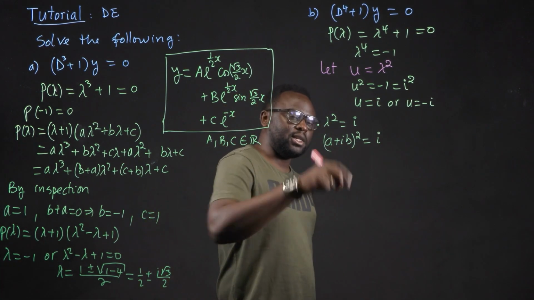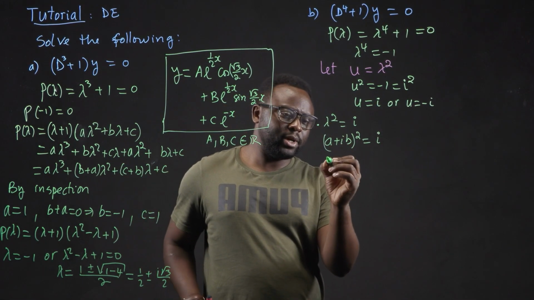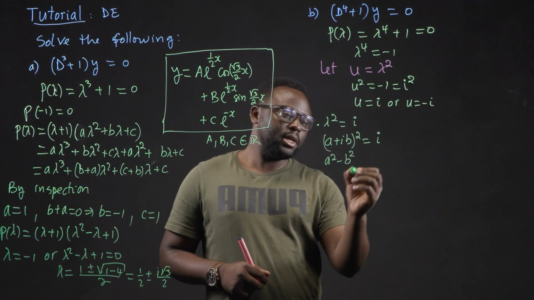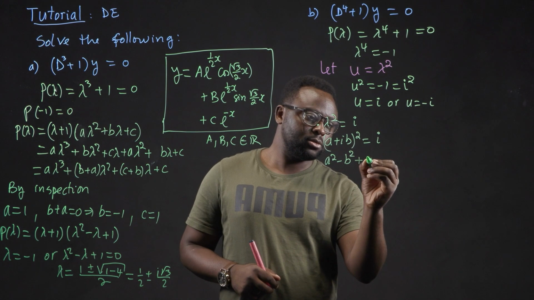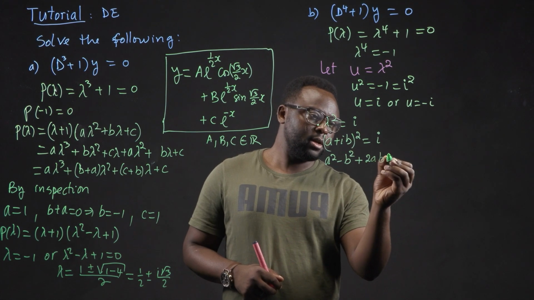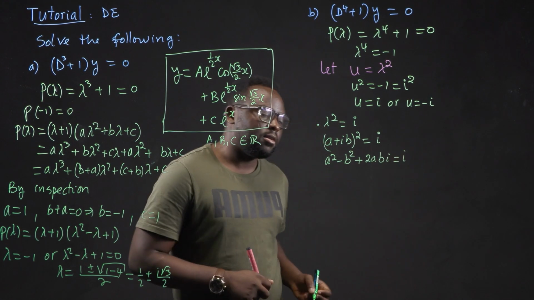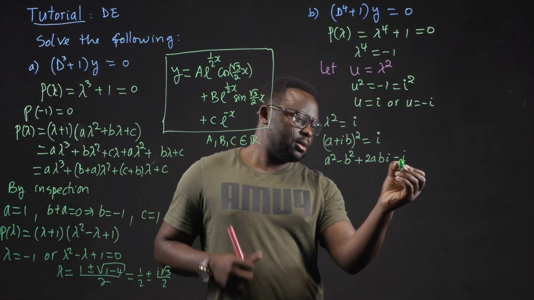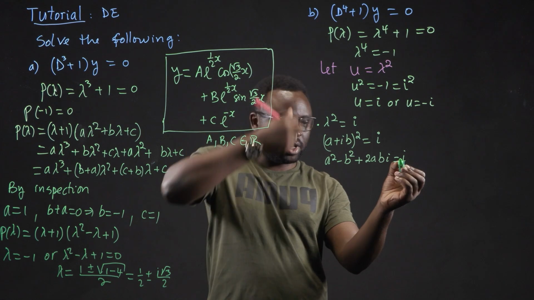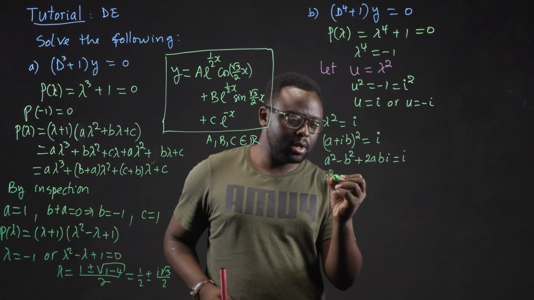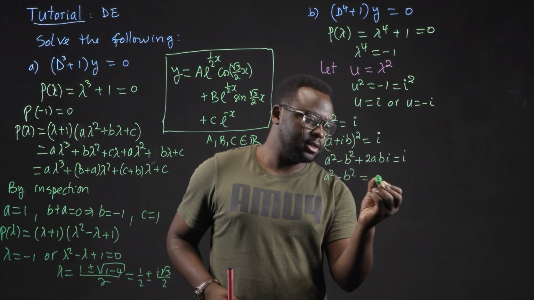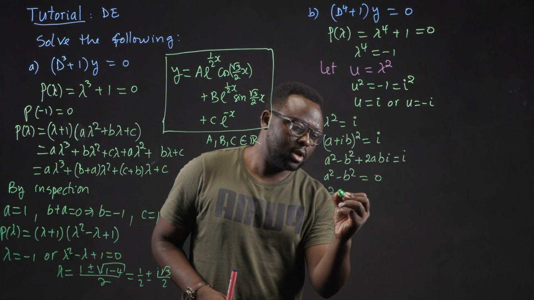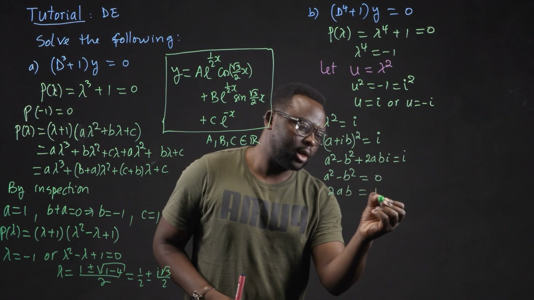Alright, if we expand this part, we have A square minus B square. This is the real part. For the imaginary part, you have 2AB I is equal I. By inspection, the real part is 0 because this part is just imaginary. So A square minus B square is equal 0, and for the imaginary part, we have 2AB is equal 1.